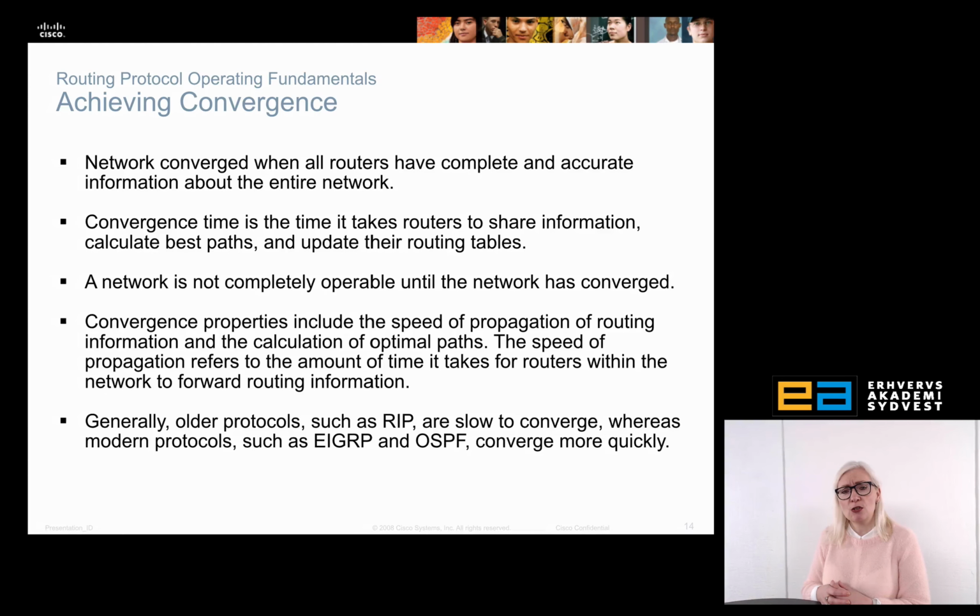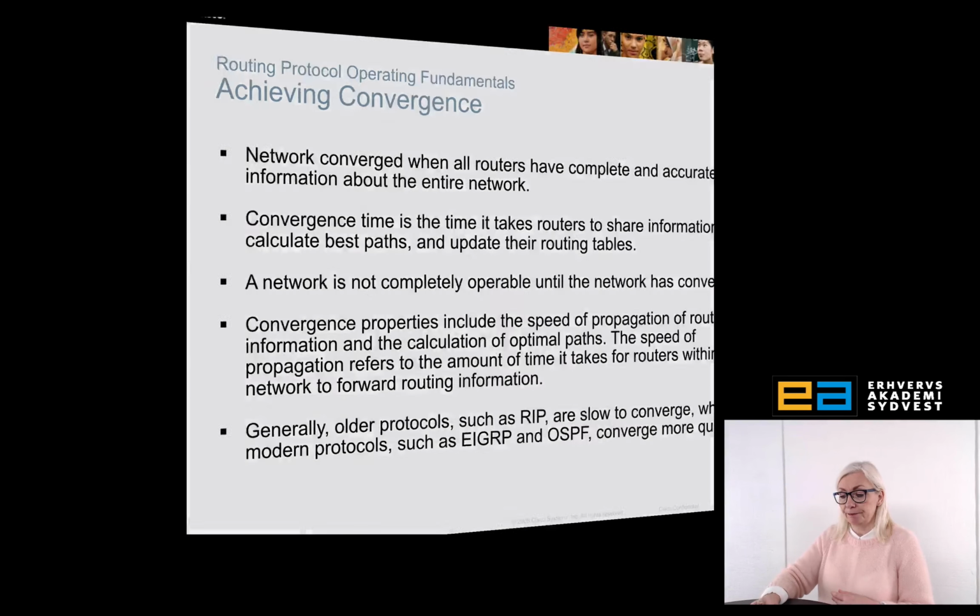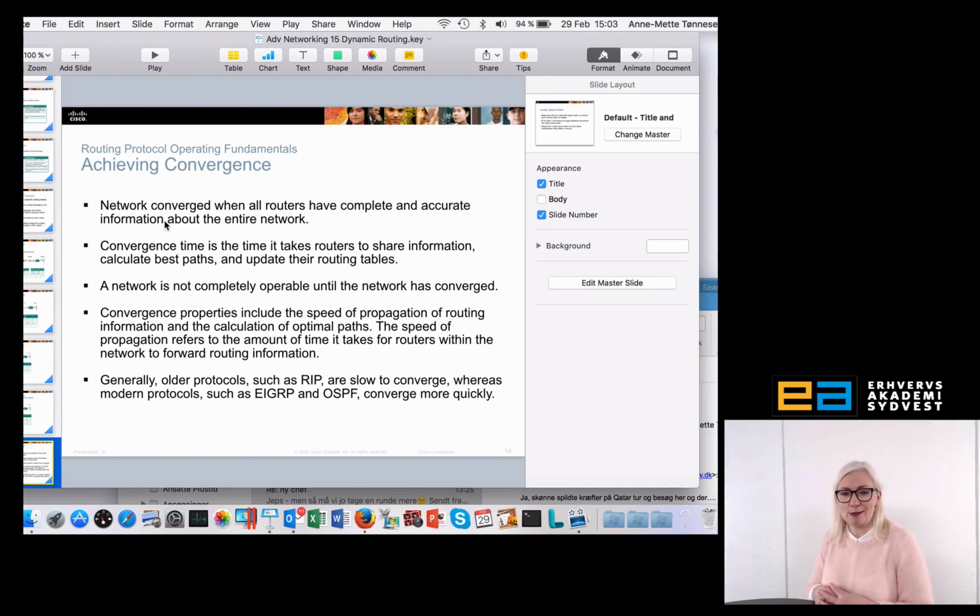Convergence is also measured when we have our network set up, and when we want to change something. That could take longer in RIP, for instance, than in OSPF. Yeah, and that was all about the different dynamic routing protocols, or an overview of it.